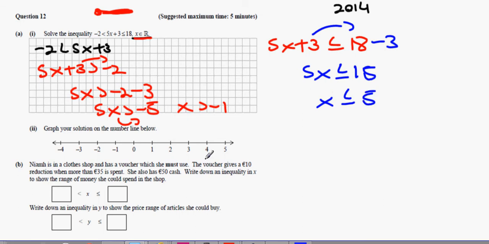Now graph your solution on the number line below. Because it's not greater than or equal to 1, the number 1 is not included. So a hollow circle indicates that it's not included, while 5 is included, and a filled in circle indicates that it's included. It's all the numbers in between here. So what we're doing is we're just going to shade in all the numbers in between these two numbers, and this is the solution set we require.